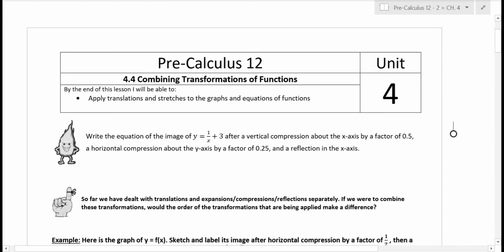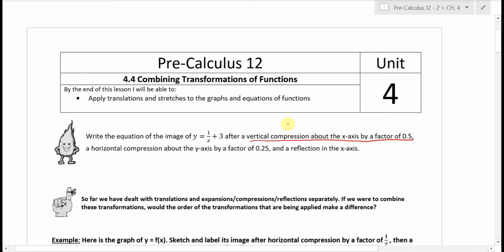Alright, welcome to 4.4. We are combining all the transformations that we've done so far together in this section. But again, before we do that, we're going to do a quick review here. Here's the question. It says, write the equation of the image of y equals 1 over x plus 3 after a vertical compression about the x-axis. So vertical compression by a factor of 0.5.